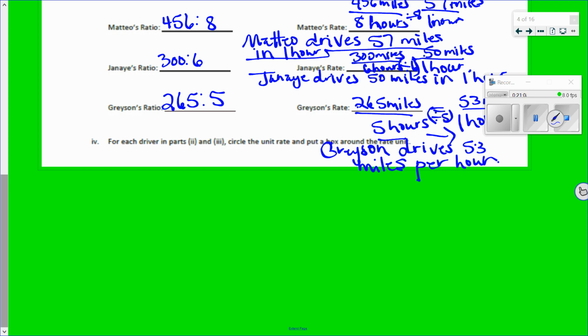Okay, we're not doing rate unit. Guys, this is just asking you to circle the unit rate, which is all of these that we found. 50 miles, 53 miles, I think it was 52. Yeah, you got that. Any questions so far on how to find that? Any questions on the difference in ratio and rate?